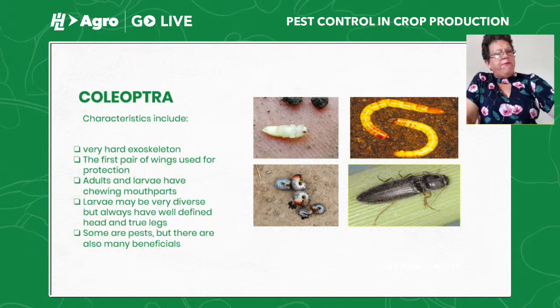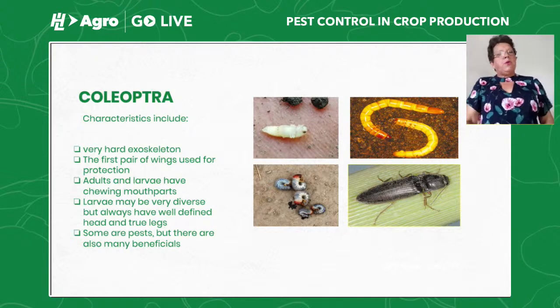The larvae may be very diverse, but they always have a well-defined head, true legs, but never have false legs. That's unique to this group. And that makes them different from Lepidoptera larvae, and that's one of the ways to be able to make the difference between the two of them. Coleoptera larvae never have false legs. The head is easy to see. They have big mandibles. The shapes are very different, but they never have false legs.